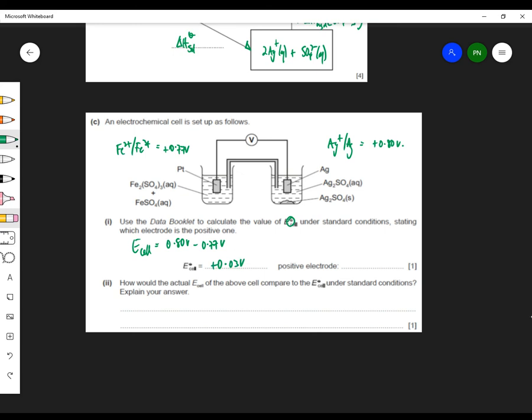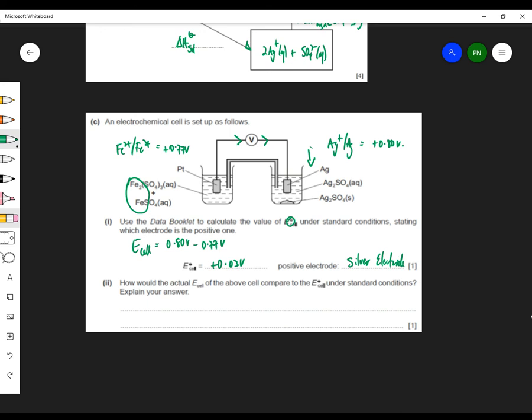Now this is the more positive one, the silver side. And the platinum on the Fe2+, Fe3+ is the more negative, so electrons go this way, from the more negative to the more positive. So the positive one is the silver electrode in this case.